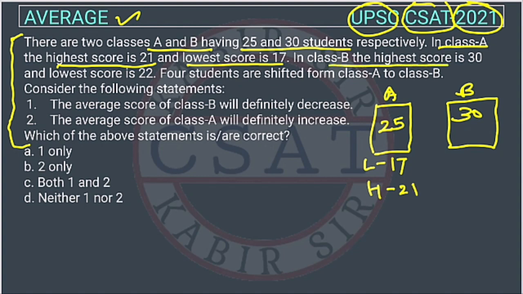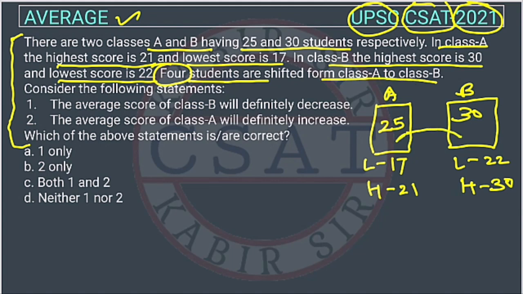In class B, the highest score is 30 and the lowest score is 22. Right. So this information is given. Now four students are shifted. Four students are going from class A to class B. Right. So four students we are shifting from class A to class B.